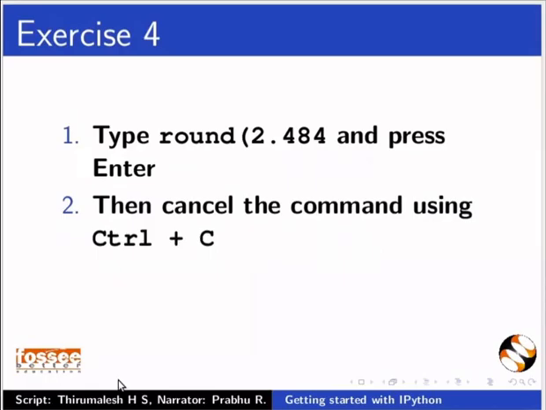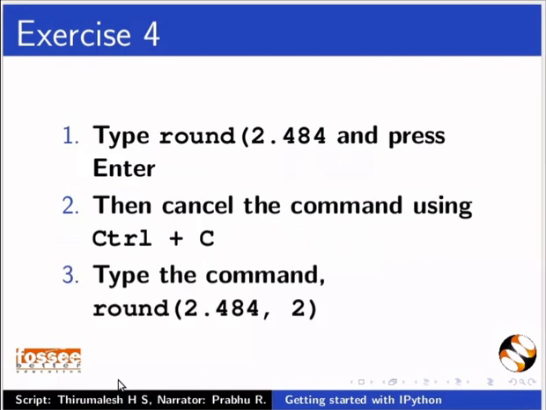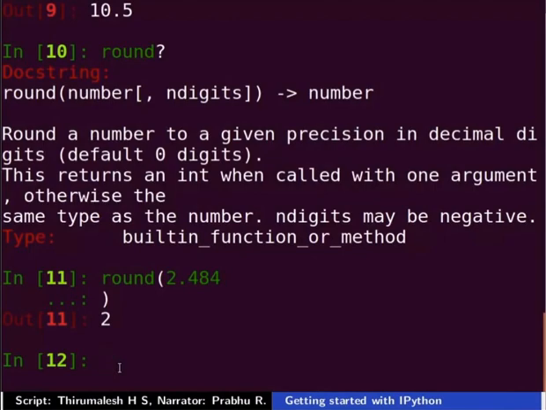Type round(2.484 without closing the parenthesis and press enter. Then cancel the command using Ctrl C. Type the command round(2.484, 2). The output on your console should look like this.